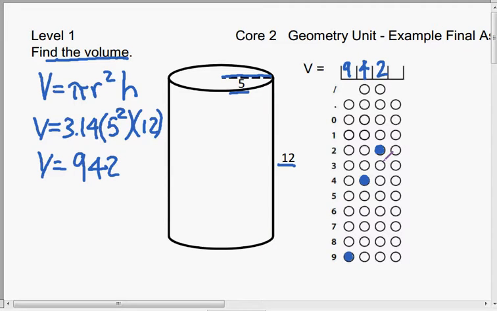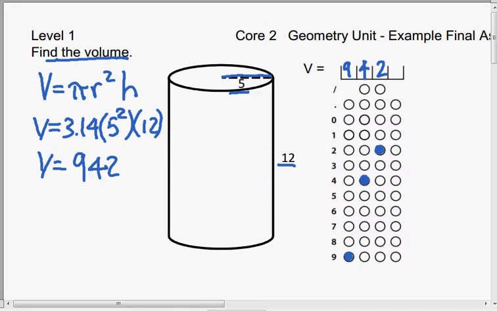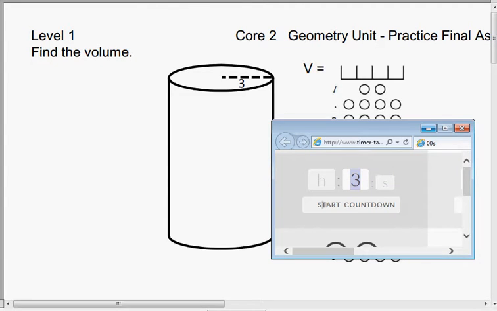Take 2 minutes and work the similar problem on the practice test. There's a similar problem there. See if you can do that problem in 2 minutes.